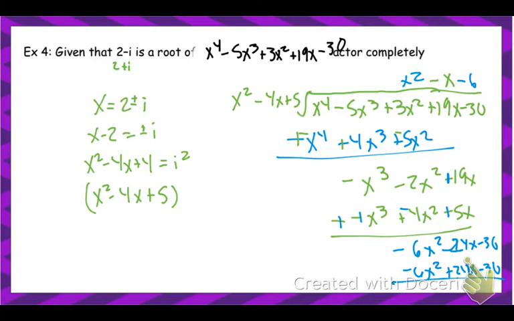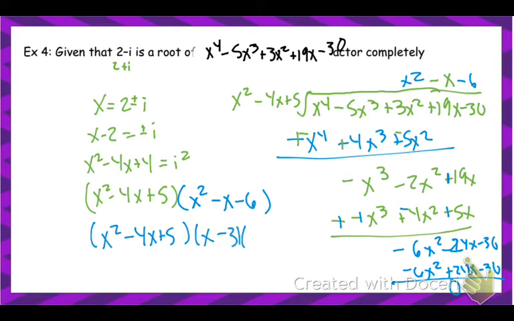So now I get a remainder of 0. Since I get a remainder of 0, that means that this polynomial factors into the original divisor, x squared minus x minus 6. So that would be x squared minus 4x plus 5, x minus 3, and x plus 2.